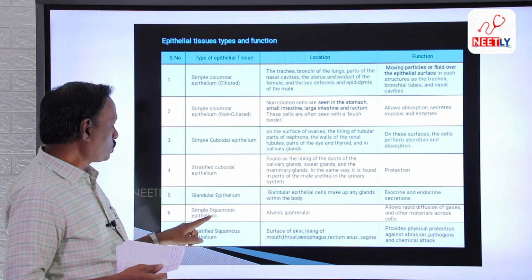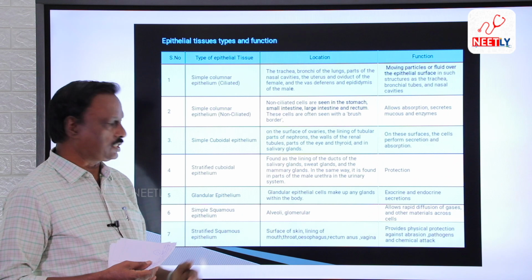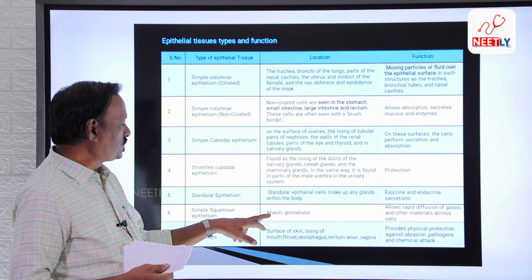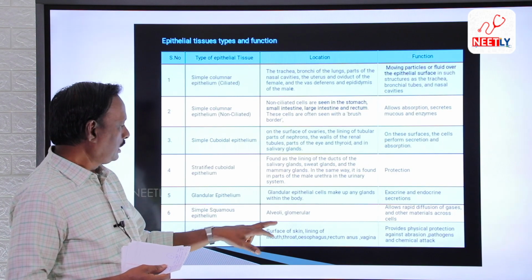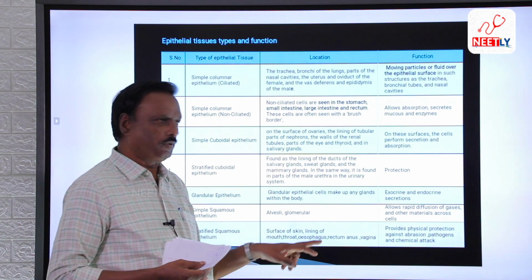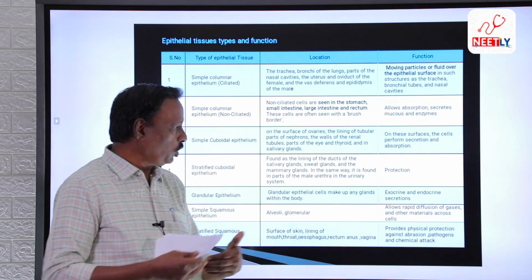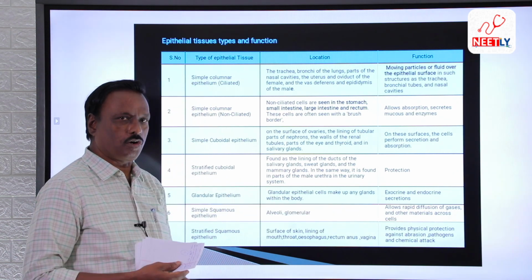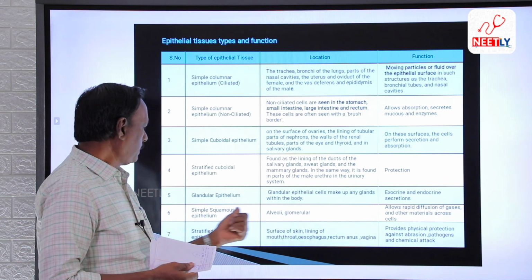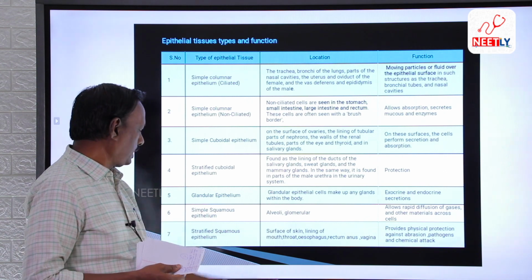For example, simple squamous epithelium is a single layered squamous epithelium which is distributed in the alveoli, that is, in the lungs, air sacs, and then the glomerular region of our kidneys, and the main function is diffusion. It allows certain materials across the cells. So for that purpose, the simple squamous epithelium is distributed in these two regions.